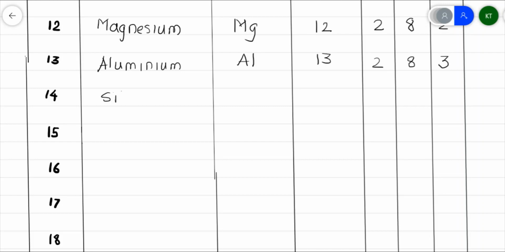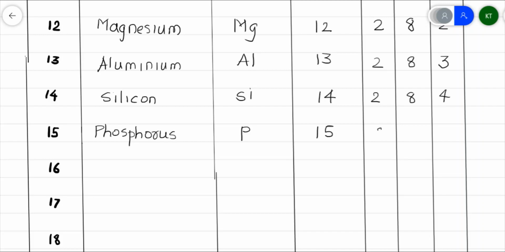Then silicon, symbol Si, atomic number 14. The first shell I can fill 2 electrons, the second shell 8 electrons. So 2 plus 8 is 10, and 14 minus 10 is 4. Next I have phosphorus. The symbol is P. Atomic number is 15. First shell 2 electrons, second 8. So 2 plus 8 is 10, and 15 minus 10 is 5.